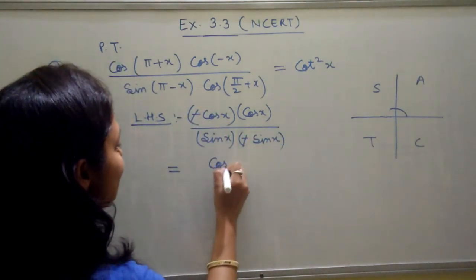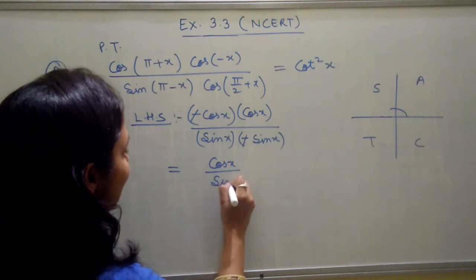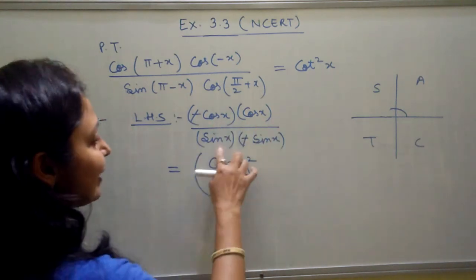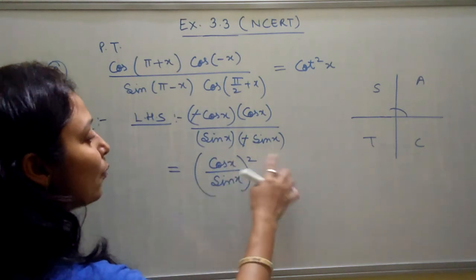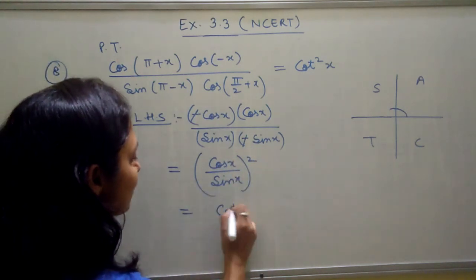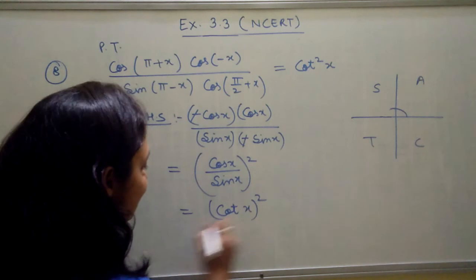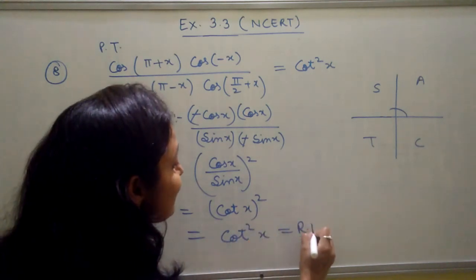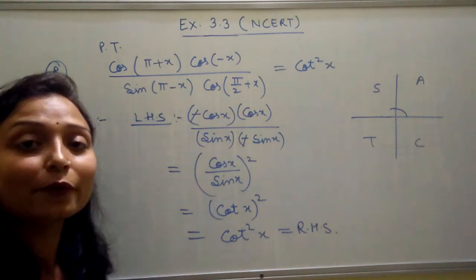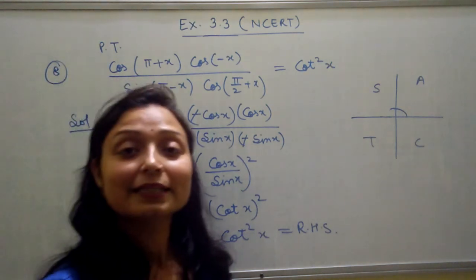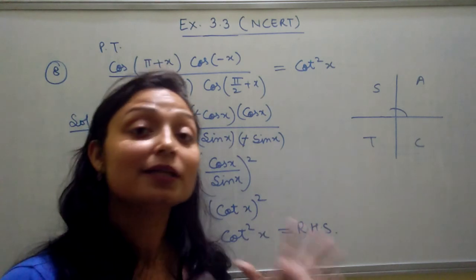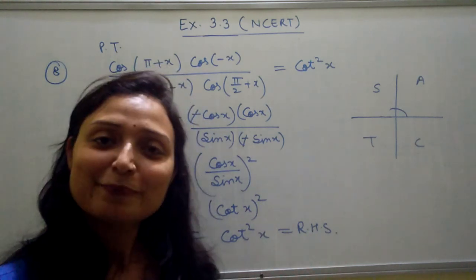We have (cos x upon sin x) whole square. It comes two times, so whole square. That means cot x whole square, that is cot square x. Very easy. So this is the way to solve the question. Do these questions like this, use the identities more and more, practice this type of question and learn the identities. Okay, thank you.